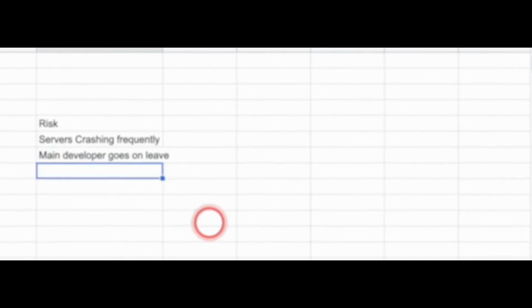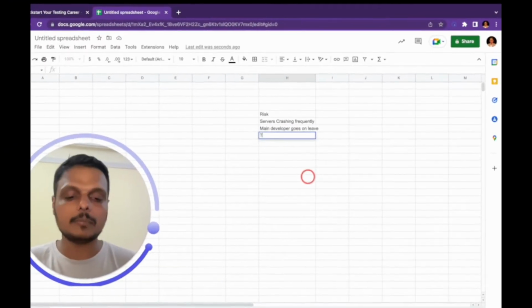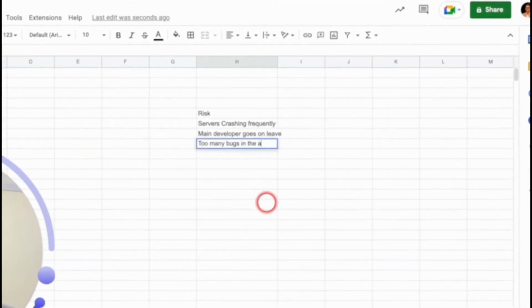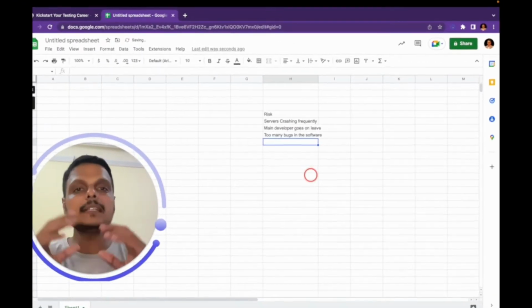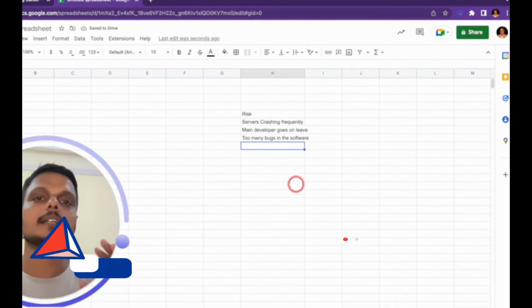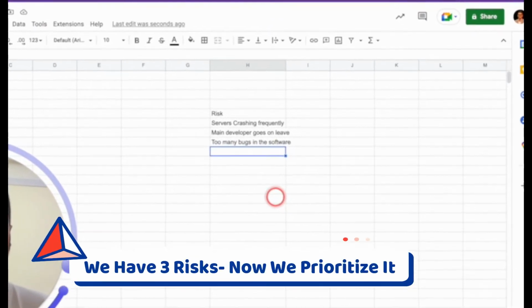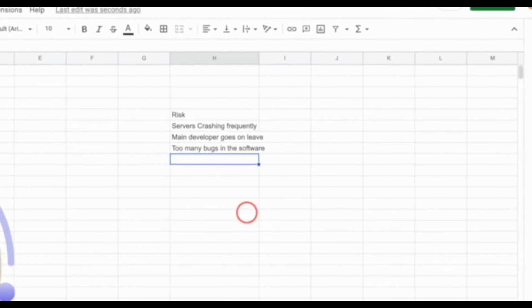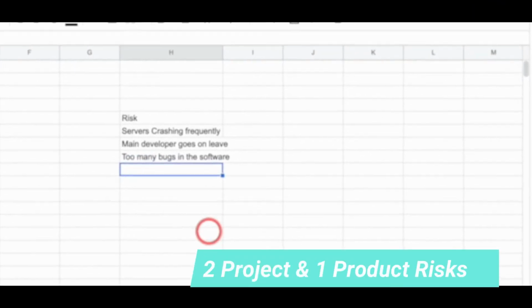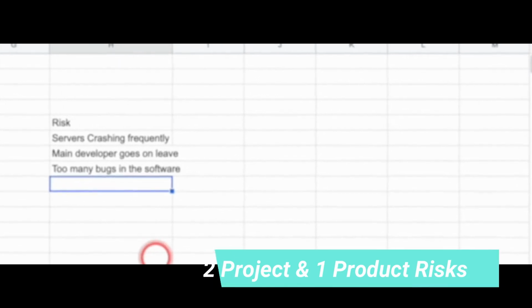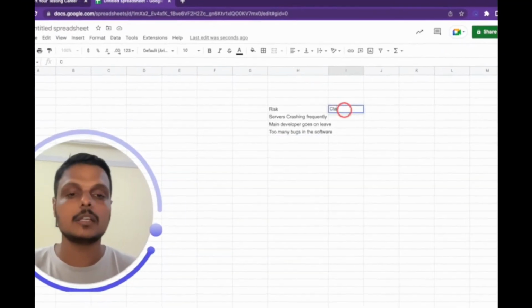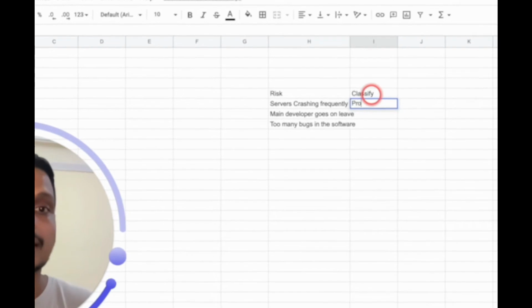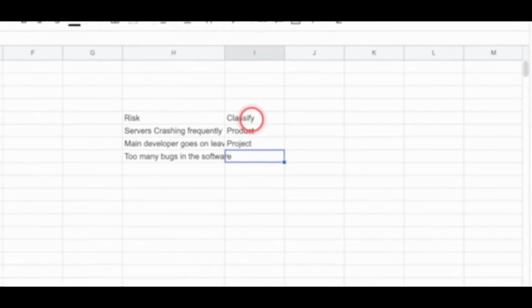There could be that the main developer goes on leave. The third could be too many bugs in the software. Now, these risks are identified. Let's say the team identifies 3 risks. Now, which would be the scariest of them? If you look at it carefully, there are 2 product risks and 1 project risk. Could you tell me which one is a product risk and which one is a project risk? From our previous session, we understood that a product risk has to do with the product. You have this as the product risk, this as the project risk, and this again as a product risk.